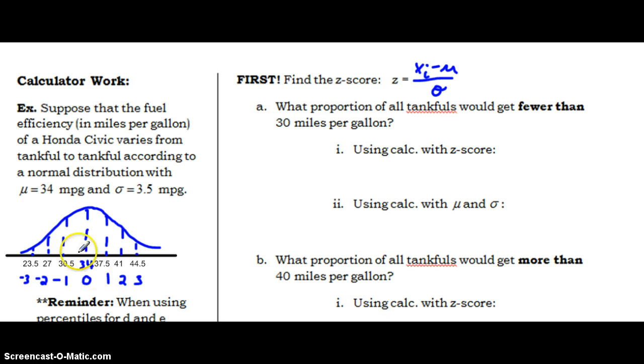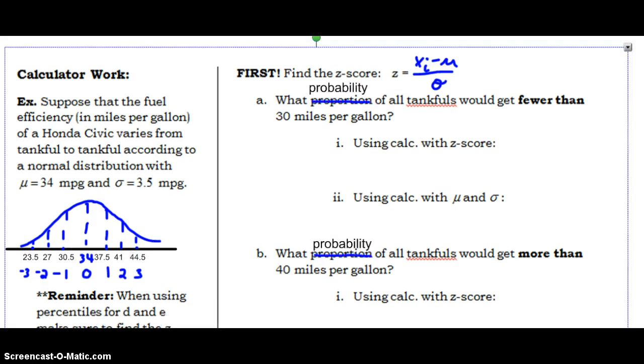Remember our empirical rule. Within 1 standard deviation would be 68% of the data, and then within 2 standard deviations is 95, and then within 3 is 99.7. So as you're working through all these problems, make sure it makes sense with what your normal curve is showing you.